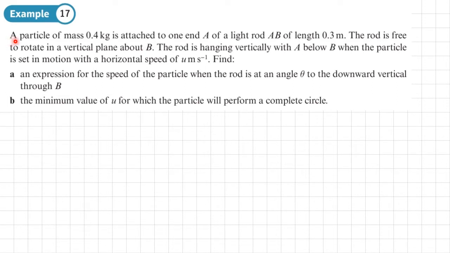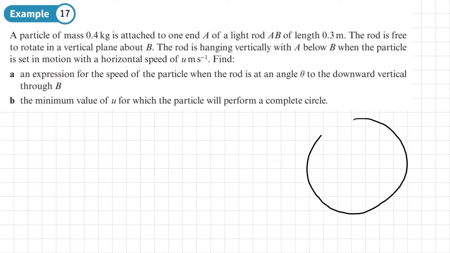Example 17. A particle of mass 0.4 kg is attached to one end A of a light rod AB of length 0.3 meters. The rod is free to rotate in a vertical plane about B. The rod is hanging vertically with A below B when the particle is set in motion with a horizontal speed of u. So let's start with our diagram.